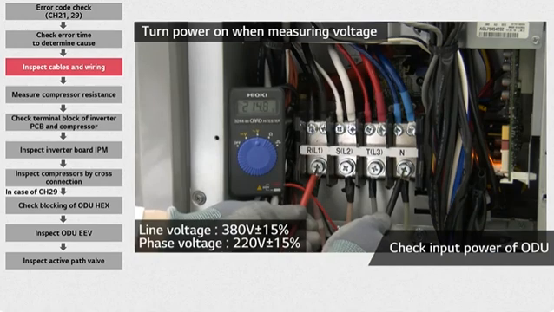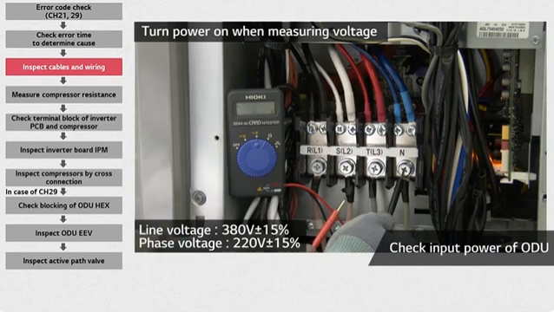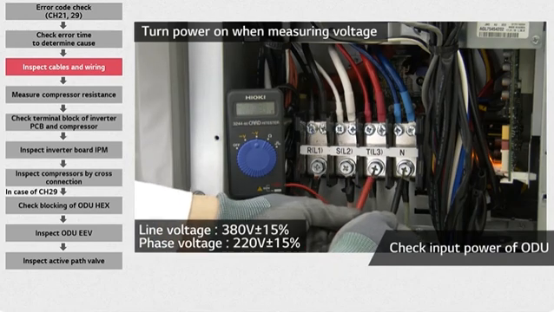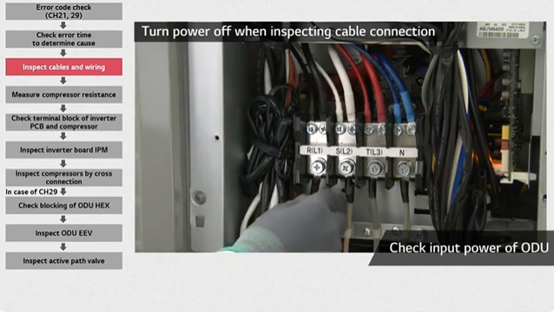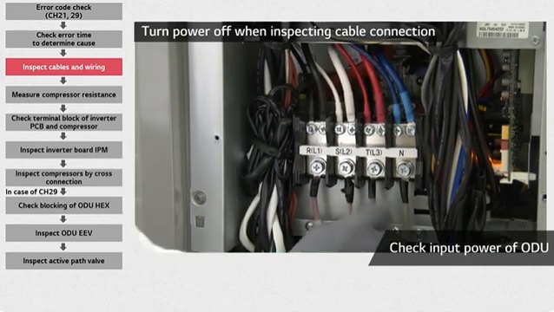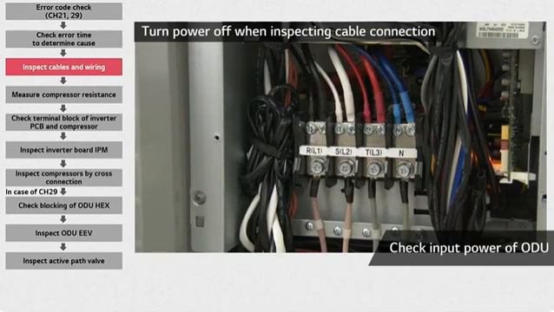Now, check the condition and wiring of the RS-TN cables. Check that the power is normally supplied to the outdoor unit, and then measure the voltage between phases. RS, RT, ST are the line voltage. If the voltage is not normal, the problem could be in the circuit breaker or in the cables. Proceed to check them as follows.